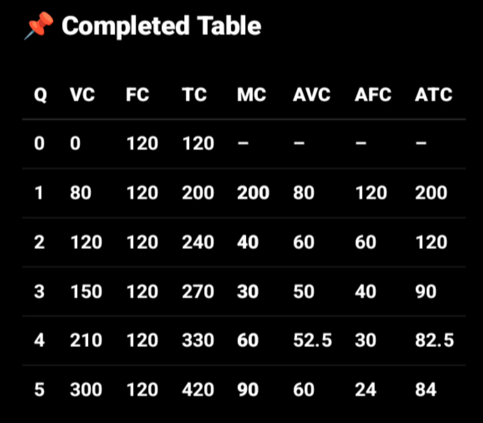Since the variable cost and fixed cost are given, I'll explain how to get the TC, MC, AVC, AFC, and ATC. Let's have first the total cost. To get the total cost, you need to add the variable costs and fixed costs. For example, in unit 1, 80 plus 120 equals 200. Then 120 plus 120 equals 240, 150 plus 120 equals 270, 210 plus 120 equals 330, and lastly, 300 plus 120 is 420.